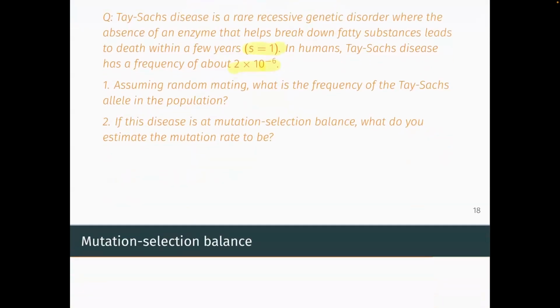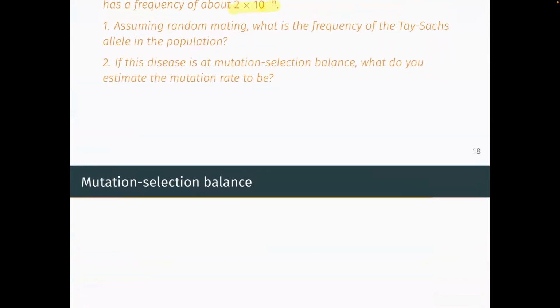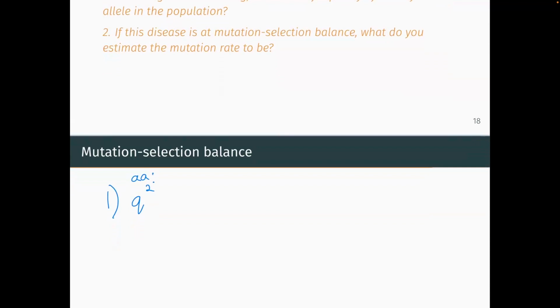Okay, so it's not actually more complicated than it looks. As Javed just said, the frequency of individuals who are little a little a, so those individuals who have the disease or have the phenotype of the disease, have frequency q squared, which we're told is 2 × 10⁻⁶. And we want the frequency of the little a allele, which is just what? Yeah, it's just q. So q is going to be approximately equal to 1.4 times 10 to the minus 3.